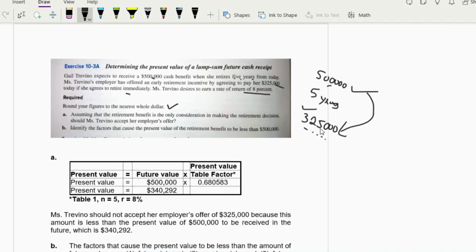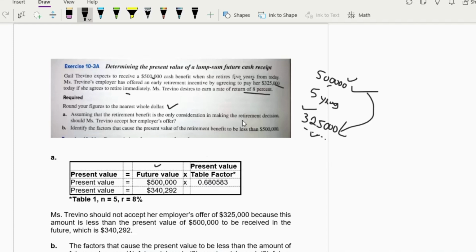Because this is more. But if the present value of 500,000 is more than 325,000, then the employer is not justifying even with the rule of present value, right? So she shouldn't accept. So let's see. I will be calculating the present value of this future amount, 500,000.